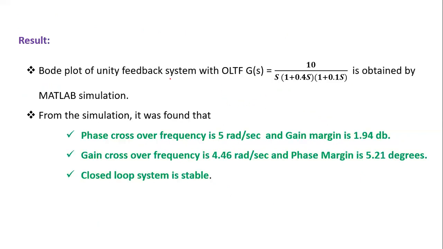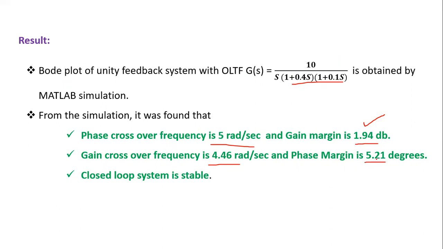Now coming to the result, we drew the Bode plot for the open loop transfer function 10 by s into 1 plus 0.4s into 1 plus 0.1s. And from the simulation, we identified the phase crossover frequency as 5 radians per second, the gain crossover frequency as 4.46 radians per second, the gain margin as 1.94 decibels, and the phase margin as 5.21 degrees.